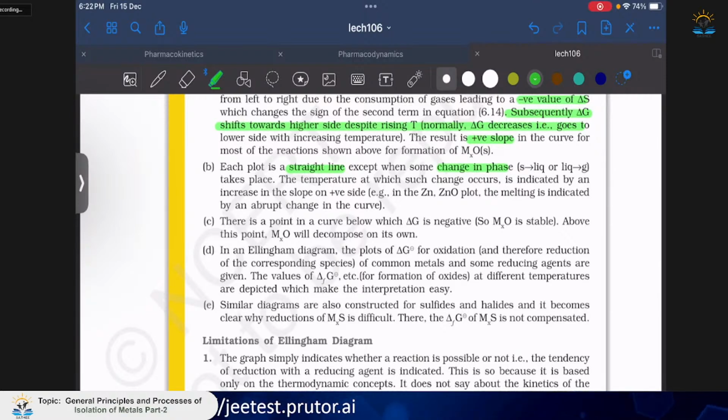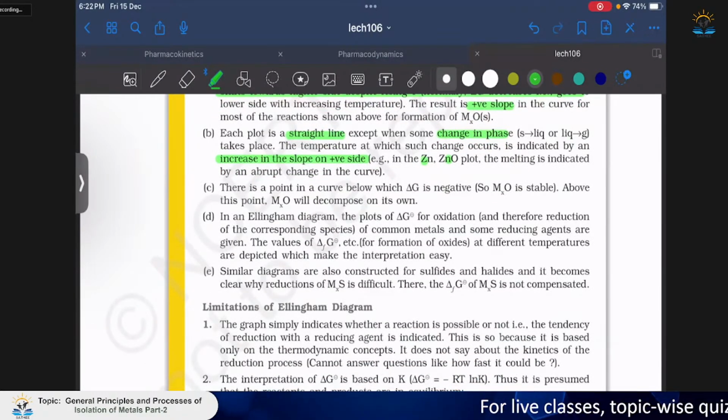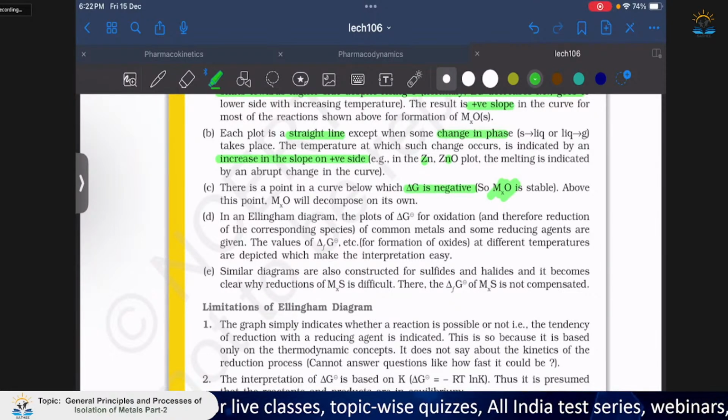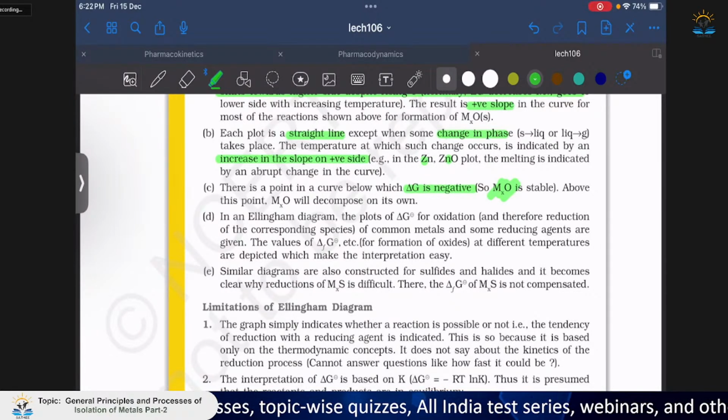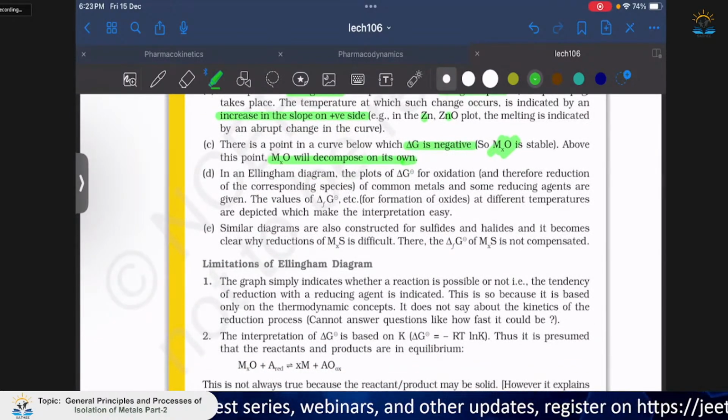A change in phase is indicated by an increase in slope on the positive side. For example, for the zinc, ZnO plot, the melting is indicated by an abrupt change in the curve. Otherwise, they are straight lines. Now, there is a point in a curve below which delta G is negative, so the metallic oxide is more stable. If delta G for formation of the metallic oxide is negative, that oxide is going to be more stable. Above this point, the oxide must decompose on its own because it is not stable. We will see everything, don't worry.